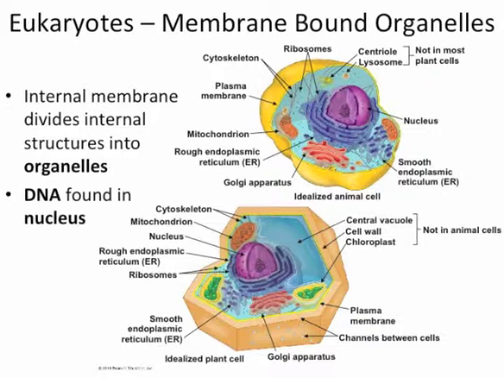So DNA in a eukaryote is found housed inside of one of these organelles called the nucleus, and we'll talk a little more about the nucleus as we go forward. Whereas remember, in prokaryotes, it's just floating around in the center of the cell in a region called the nucleoid.